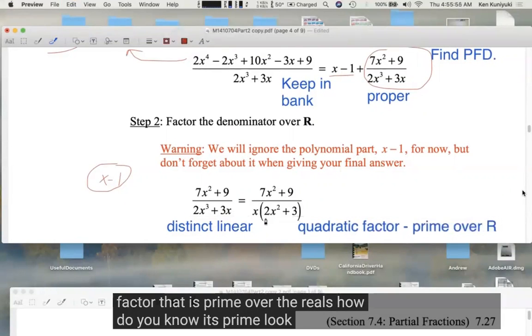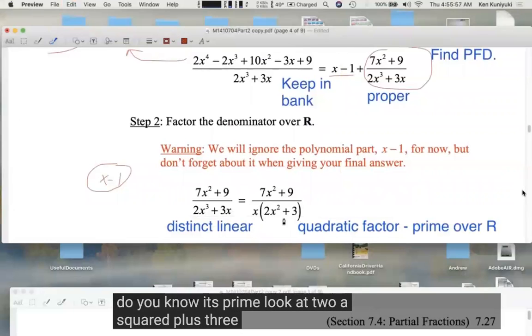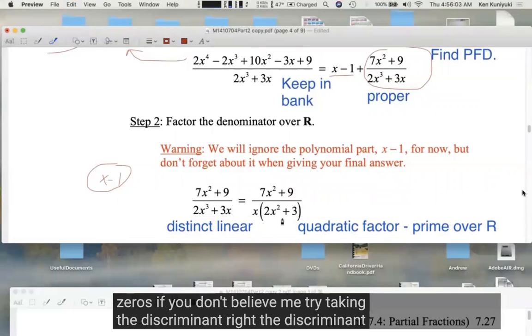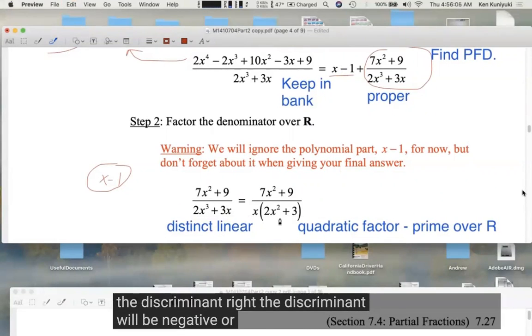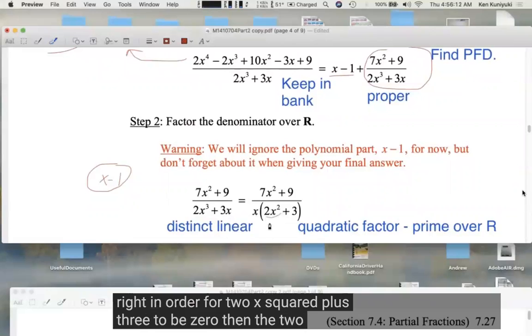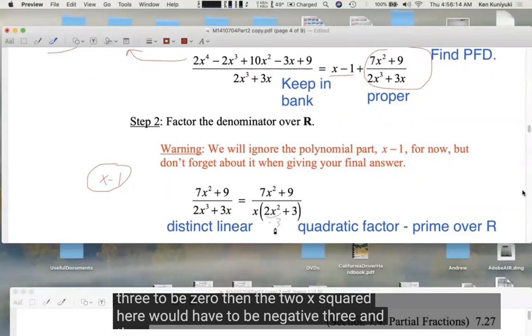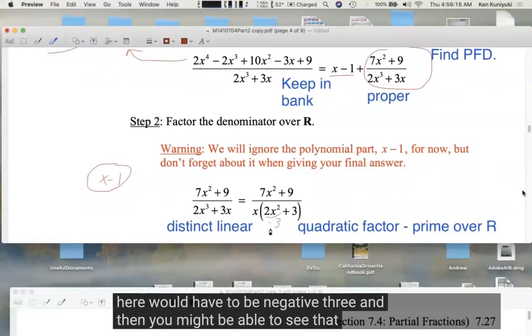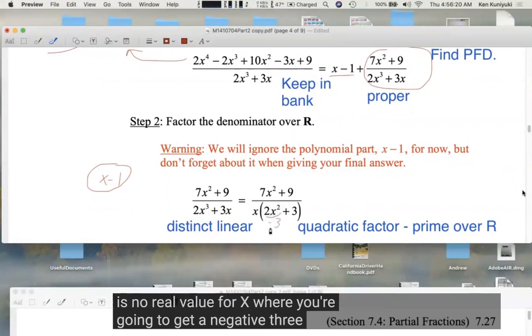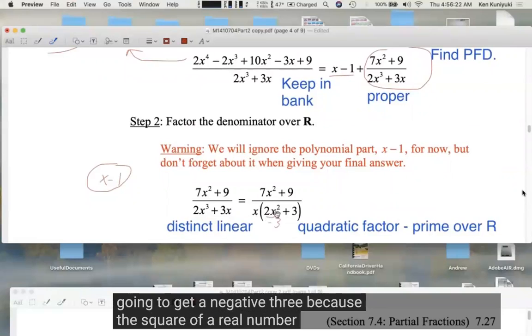How do we know it's prime? Look at 2x squared plus 3. This has no real zeros. If you don't believe me, try taking the discriminant. The discriminant would be negative. Or just think about it: in order for 2x squared plus 3 to be 0, the 2x squared would have to be negative 3. And you might be able to see that there is no real value for x where you're going to get a negative 3, because the square of a real number is never negative.